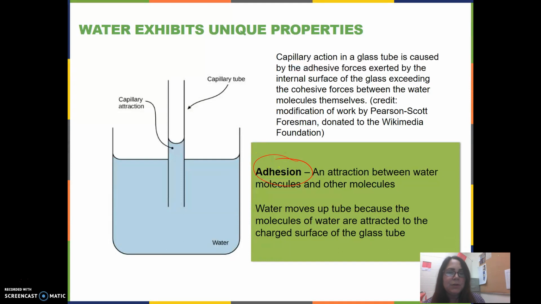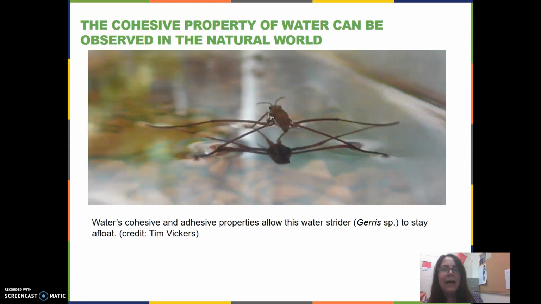Adhesion is the attraction between water molecules and other molecules. So in this case, the attraction between the water molecules and the glass of the tubing. But it wouldn't be possible if the water molecules weren't also attracted to each other, which is the cohesion. So capillary action is primarily due to adhesion, and then both properties allow for insects like a water strider to float on the surface of water.